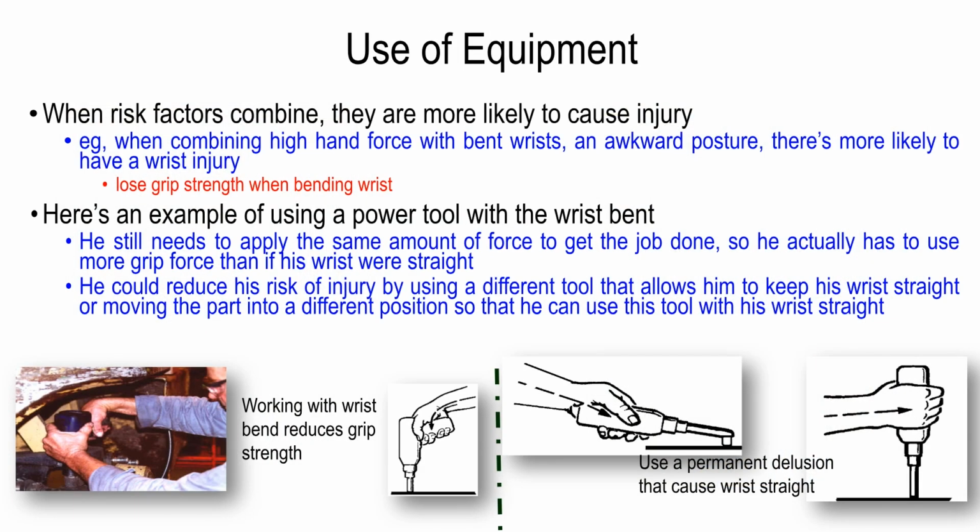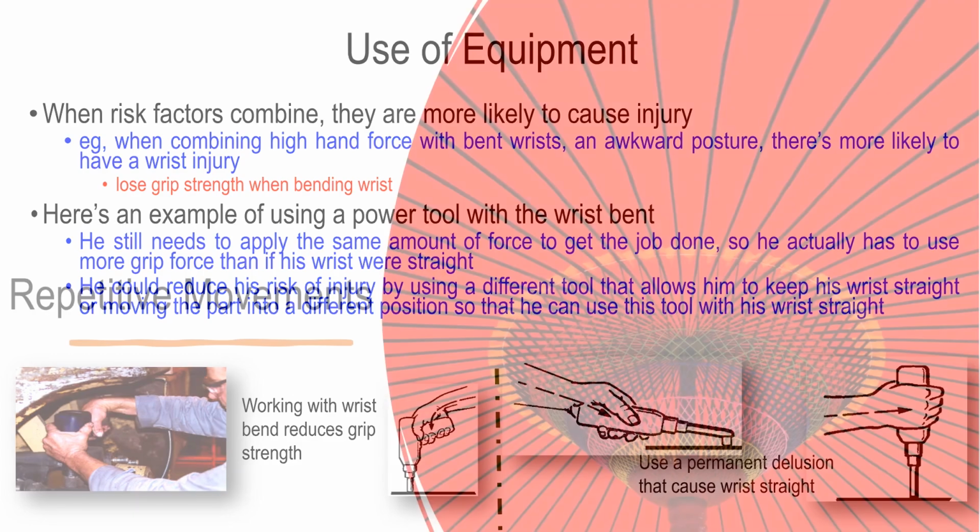Risk factors often combine to cause injury. For example, combining high hand force with a bent wrist reduces grip strength. When using a power tool with a bent wrist, more grip force is needed. Using a different tool or positioning the part differently can help keep the wrist straight, reducing injury risk.